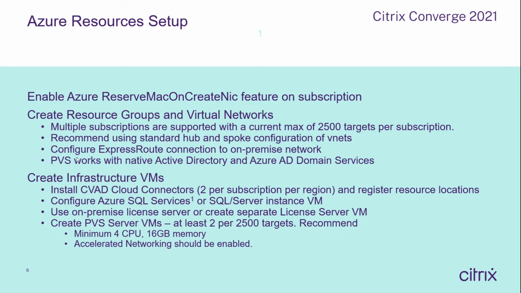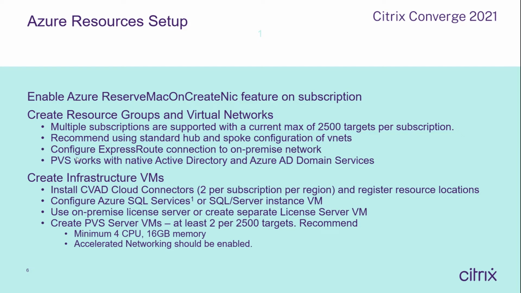You have to configure your ExpressRoute connection to the on-premise network if you want to continue to use your on-premise forest. And like I said, PVS requires classic AD. We do actually support either a native Active Directory domain controller VM in Azure or Azure AD Domain Services, which provides a classic AD front end on Azure AD.